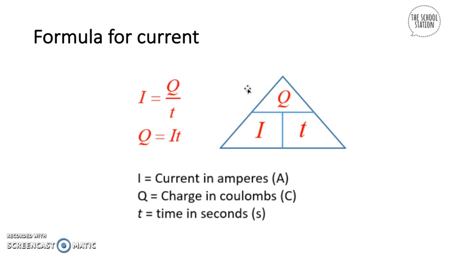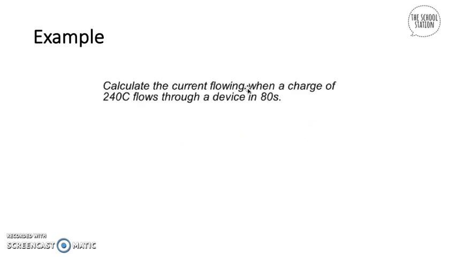So it's really important to remember this formula, and just to test how well you can use it, I want you guys to try this example. Calculate the current flowing when a charge of 240 coulombs flows through a device in 80 seconds. I want you guys to pause this video and try to do this question yourself before continuing with the rest of the video.